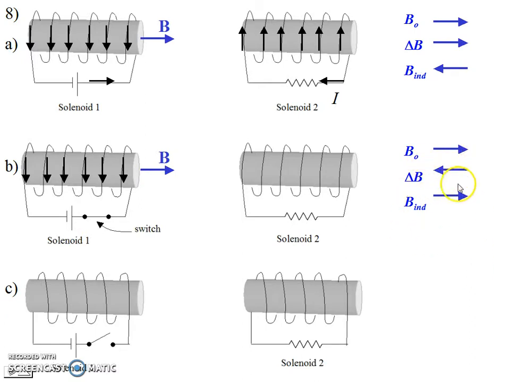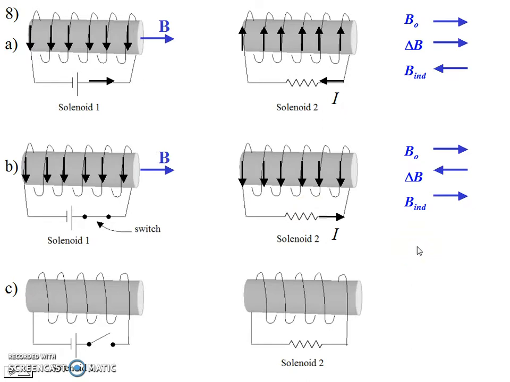The universe doesn't like that and says, look, you just took my field away. Let's put it back. So we create a field pointing to the right inside solenoid 2. So now you wrap your fingers around, so your thumb is pointing to the right. Charges should be moving to the bottom of the page. Follow those charges around, and they should be pointing to the right. Charges pointing to the right inside the resistor in solenoid 2.